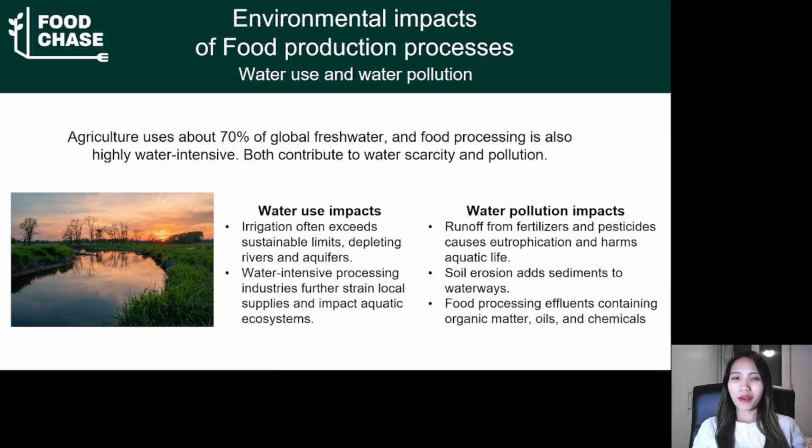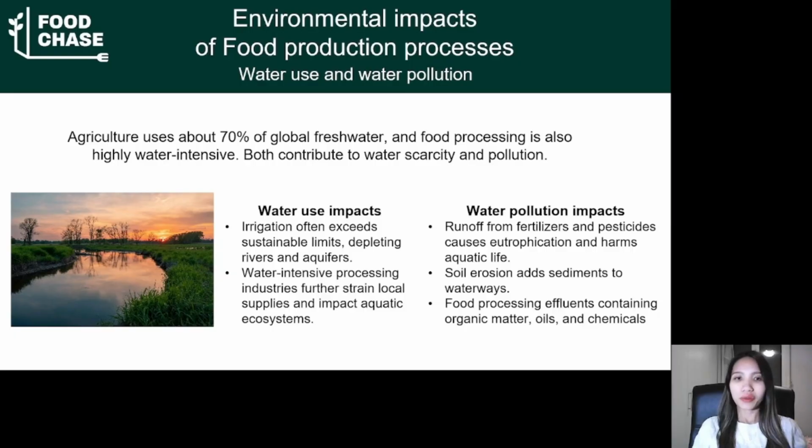Agriculture uses about 70% of global freshwater, and food processing is also highly water intensive because there are operations that use a lot of water, like washing and cooling, for example. Both contribute to water scarcity and pollution. The impact can come from water use or water pollution.